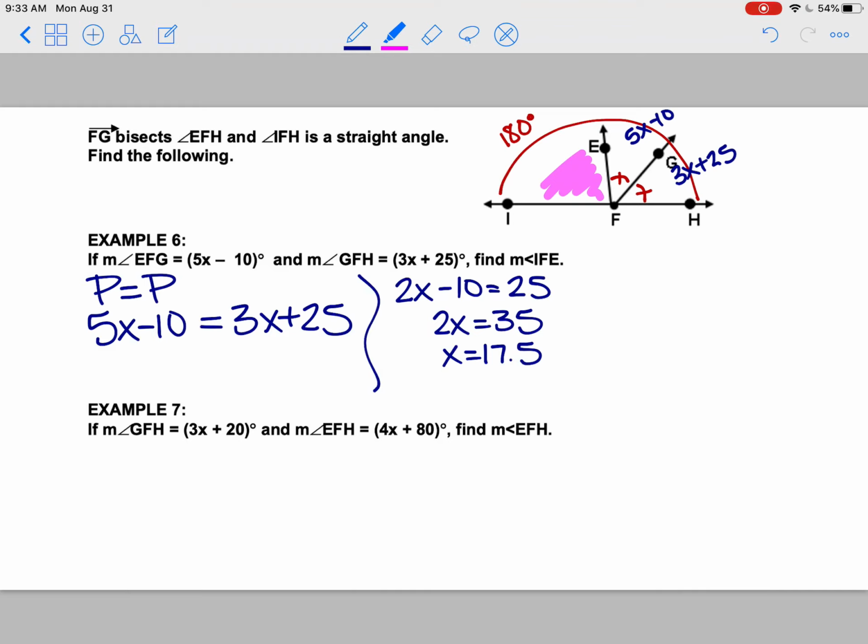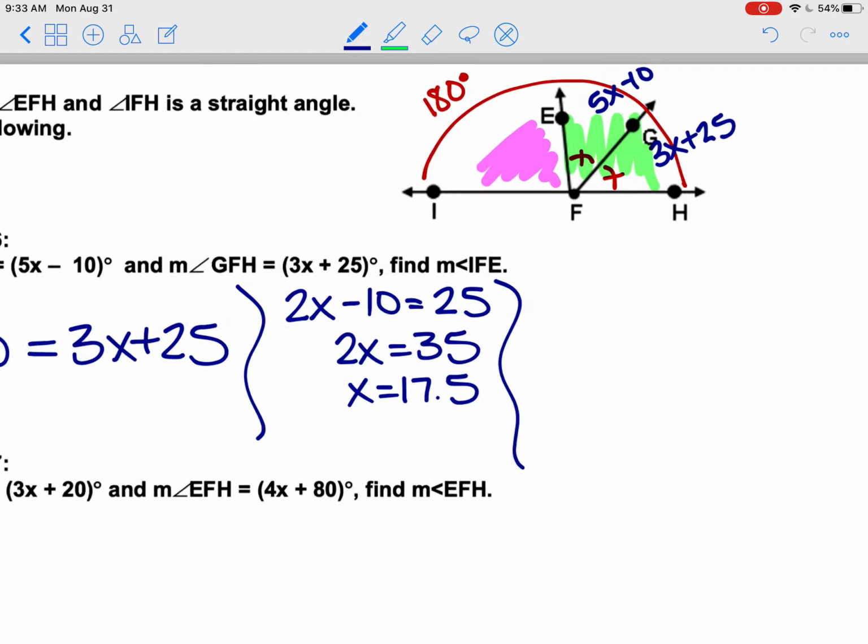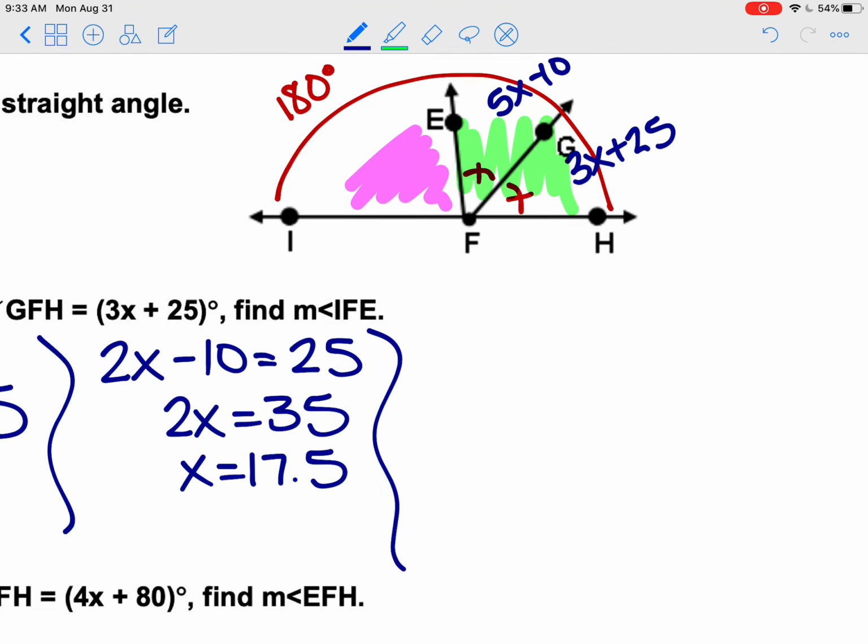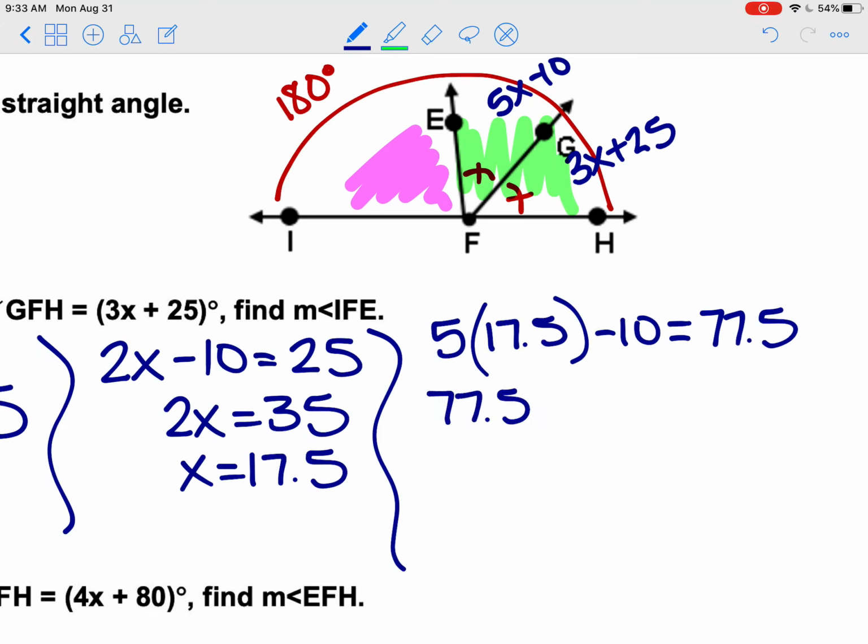But we do know that we can find our parts over here and subtract from 180 because we know together it makes a straight angle. So let's substitute this in and say, okay, which one's easier? Let's deal with the 5. Let's say 5x minus 10. So substitute 17.5 in. And if we plug all that in, that gives us 77.5. But again, that's only one of those parts. So we have to double it to get the whole measure of EFH, which gives us 155 degrees.